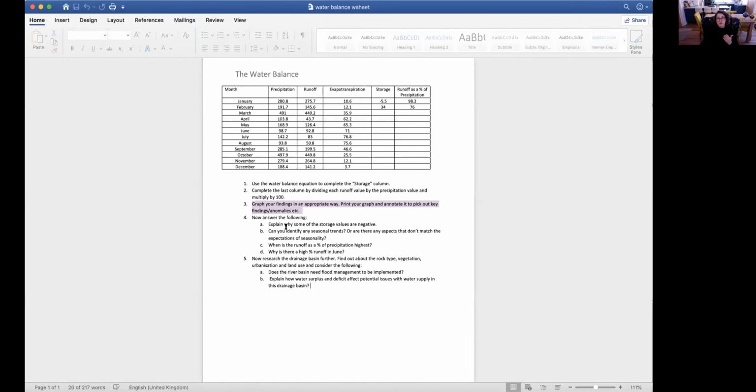So then I wanted you to think about some of the reasons for that data in question 4, which I've kind of gone through. And then I wanted you to research the River Wye's drainage basin in a little bit more detail and think about, do you think it needs managing, and the potential issues. And again, I've alluded to lots of those. So that was the water balance.